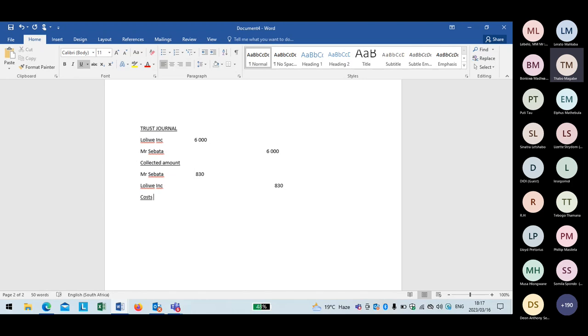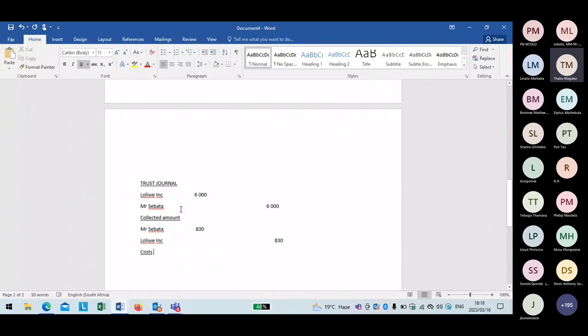From here, where do you go? Post to the ledgers. You post in the trust ledgers. Which ledgers are we posting to? Mr. Sebata's trust ledgers, yes. We are posting to trust ledgers. And which account will be affected here?